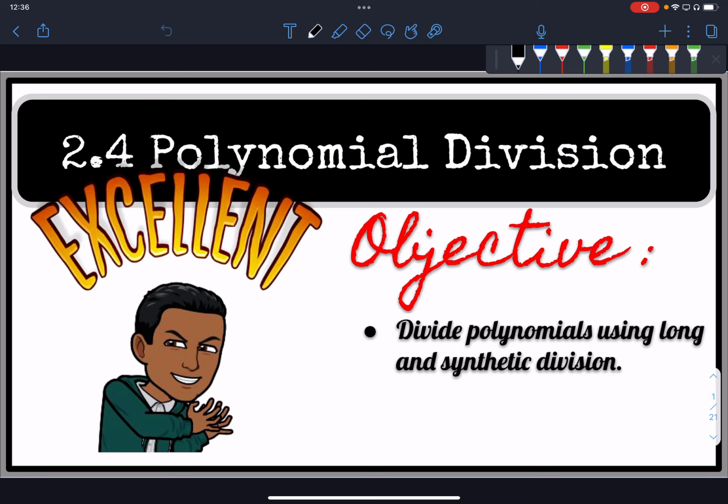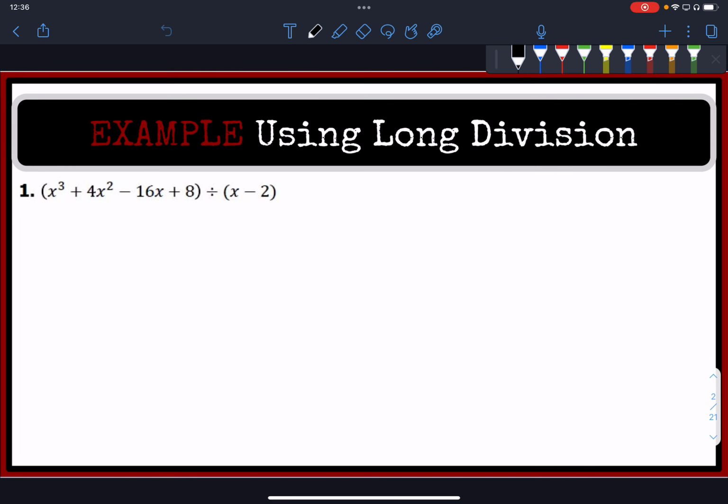Hello, class. In this lesson 2.4, division, you're going to learn how to divide polynomials using one of two methods, either long or synthetic division. So let's start with long division.